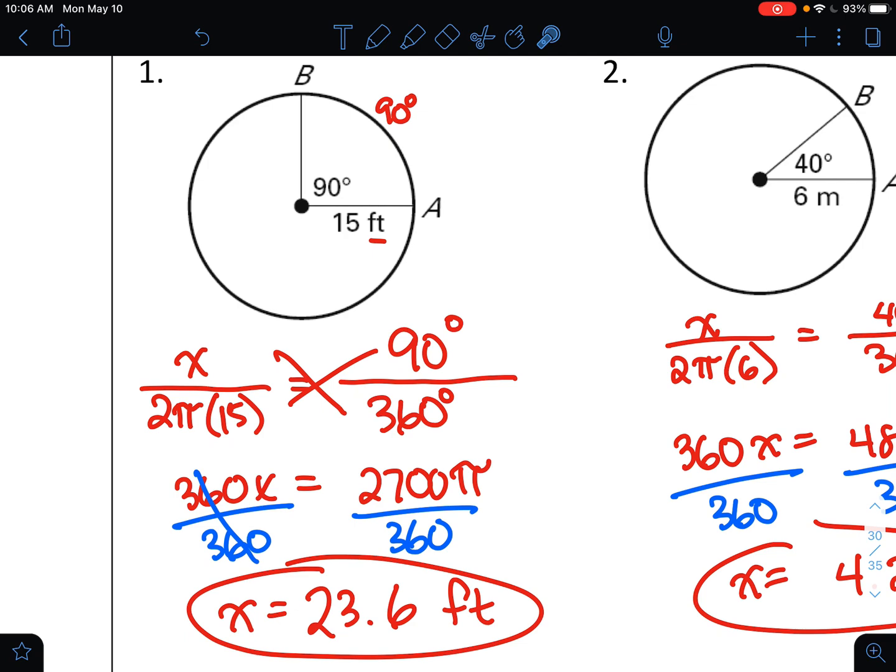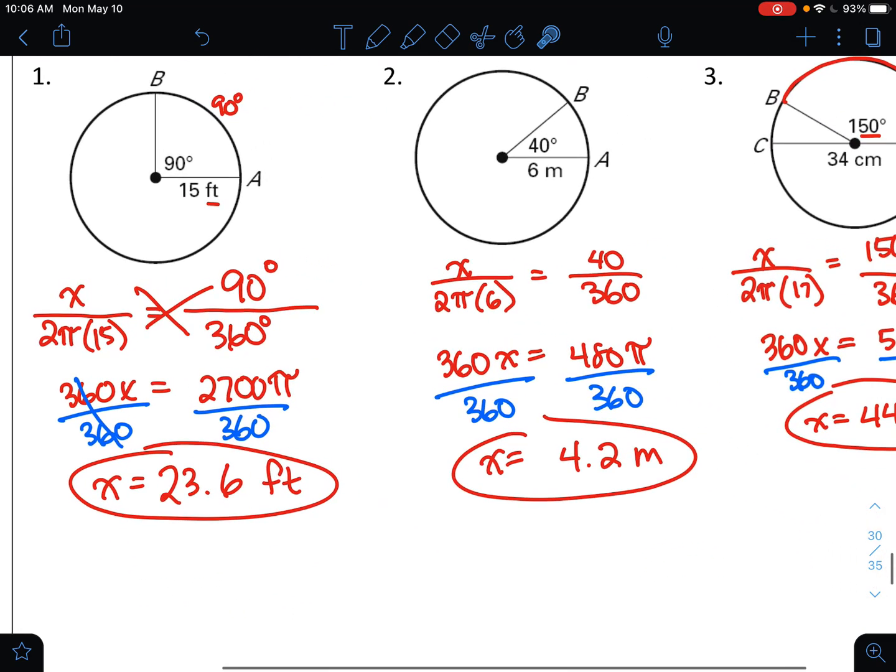Let me go back and do the 2 times pi times 15. If I do 30 times pi, I get about 94.25, but that's going to be all the way around. I want to know what a quarter of the way around is. So if I multiply that by 0.25, I get my answer of 23.6. So when we know the piece of the degrees of the 360, we can apply that to get the arc.